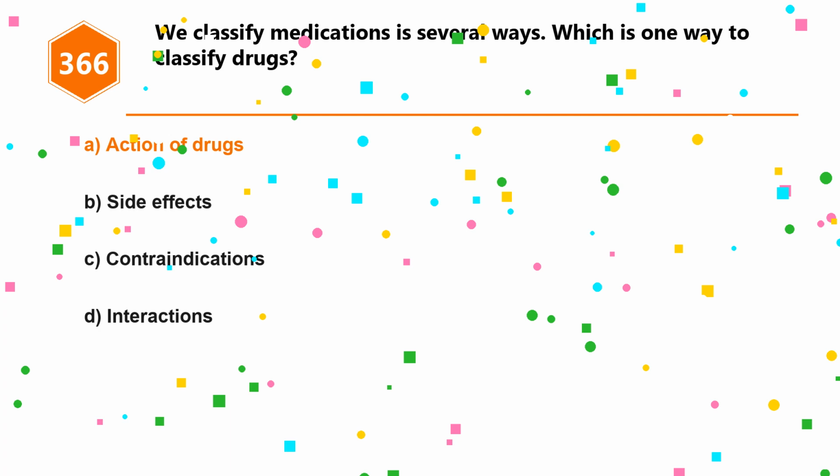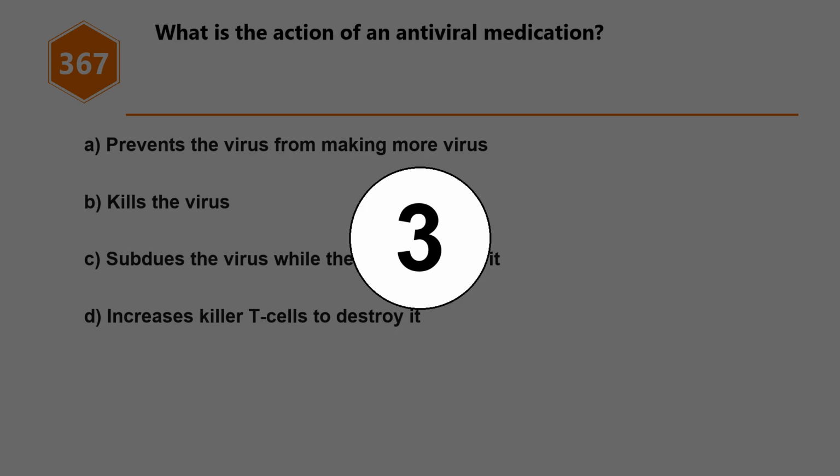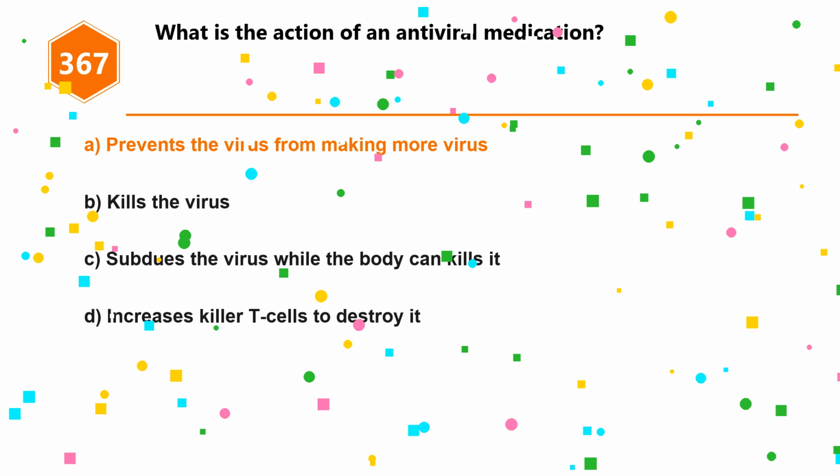The correct answer is option A, action of drugs. Question 367. What is the action of an antiviral medication? Option A, prevents the virus from making more virus. Option B, kills the virus. Option C, subdues the virus while the body can kill it. Option D, increases killer T cells to destroy it. The correct answer is option A, prevents the virus from making more virus.